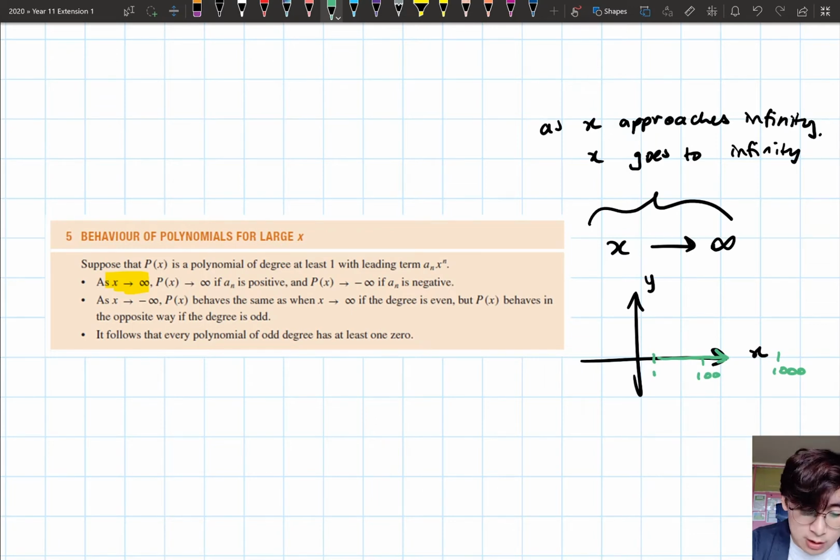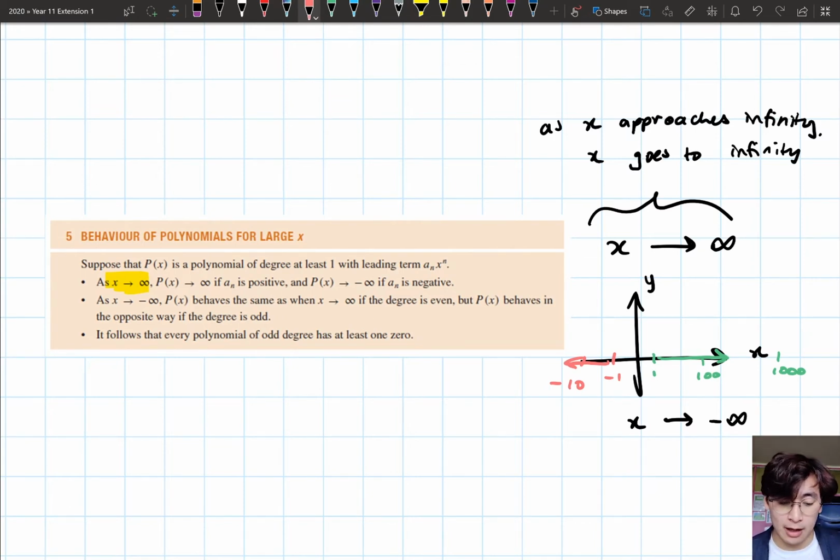And in the same way, if we have x goes to negative infinity, that's what happens when we go to the other side of the graph. We go towards the left. So this is as x goes to negative infinity. Because when you go to negative infinity, negative 1, that's a small number. But then you go to negative 10, that's an even smaller number.